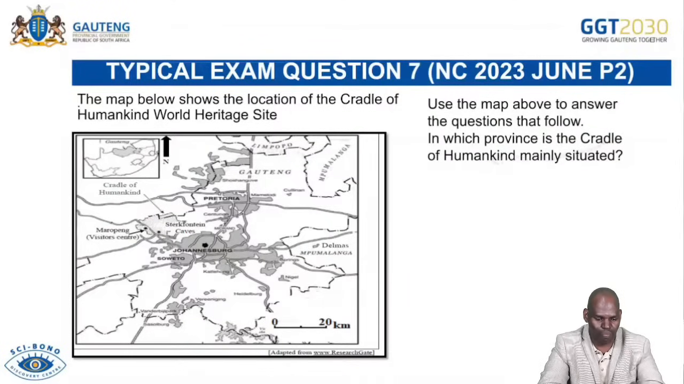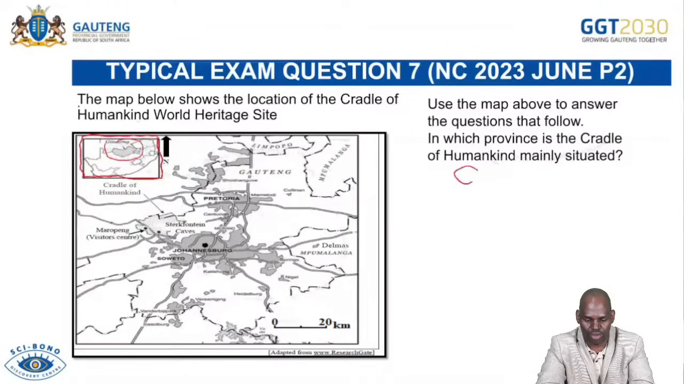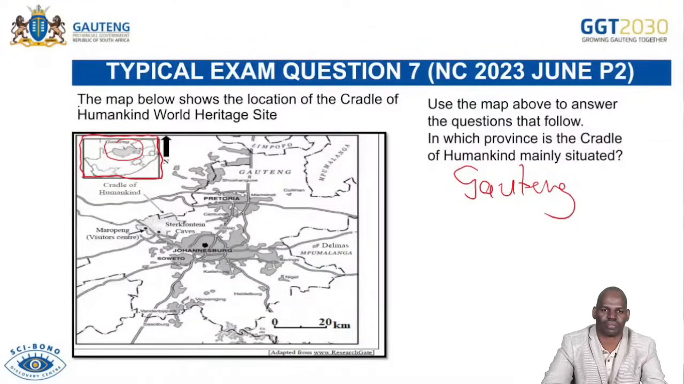Okay, if you look at the map, you can see that the gray part indicates that it is Gauteng. So this big part was actually taken from the smaller part. For this one, you just say it's Gauteng. You don't even have to think deeply about it. So it's Gauteng.